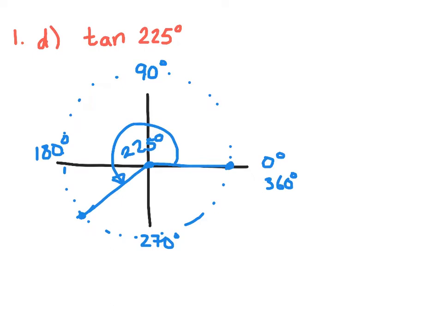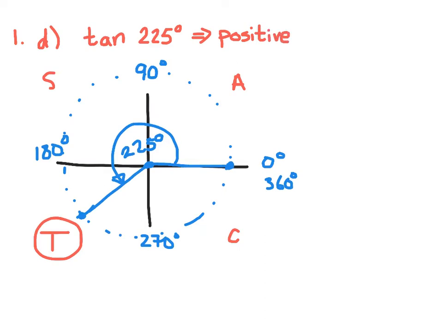Now, we also know little tricks, right? We do know the CAST rule, and we understand that if you end up in this quadrant here, tan is positive. So really the question is just asking, what's the sign of this? Well, the sign of this is definitely positive. If you took the tan of 225 on your calculator, it would be a positive number. But this is the explanation for why it's a positive number.